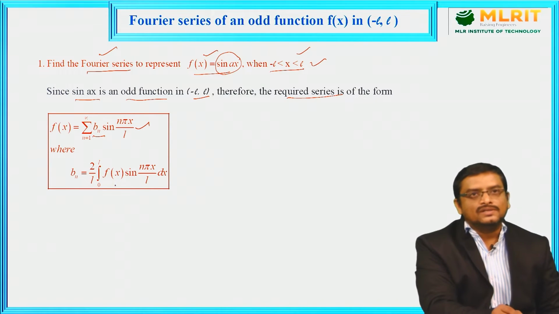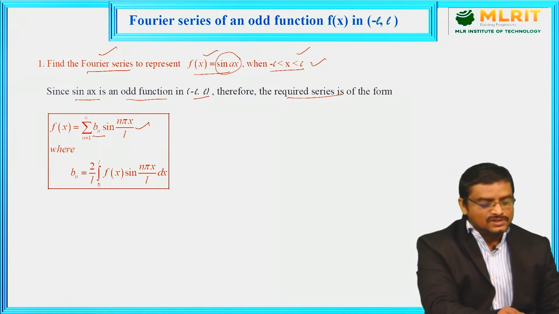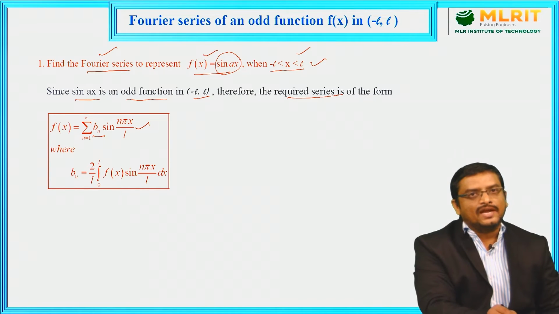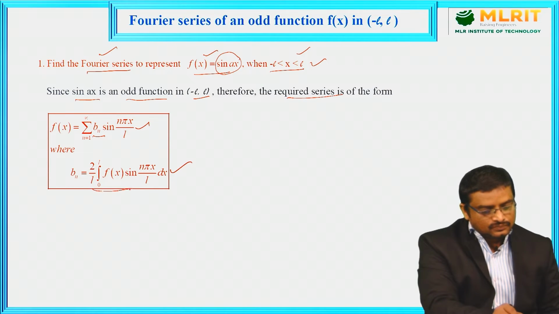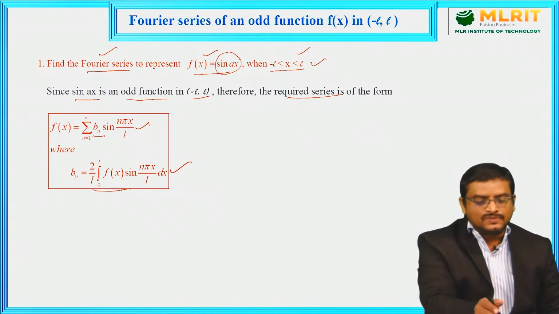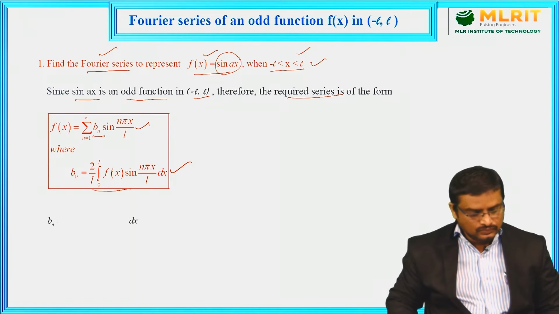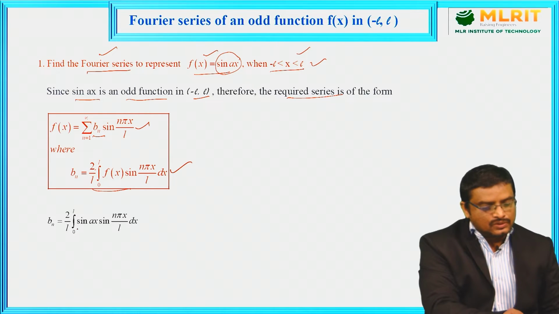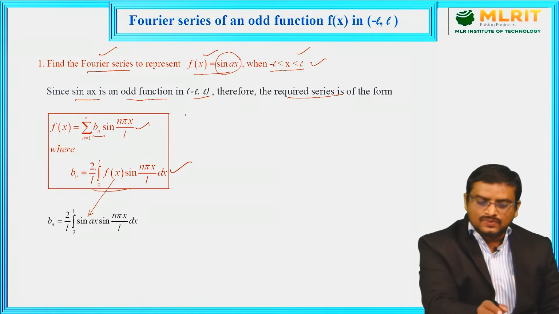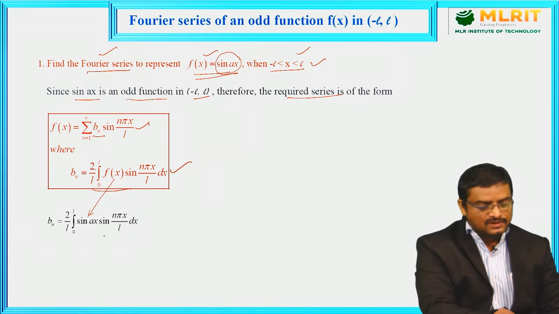That Bn is given by 2 by L integral 0 to L f of x into sin n pi x by L into dx. Now we will find the Bn value by substituting sin ax here. So Bn is equal to 2 by L integral 0 to L. In place of f of x, I have taken that function as sin ax, since that is the given f of x, sin n pi x by L into dx.